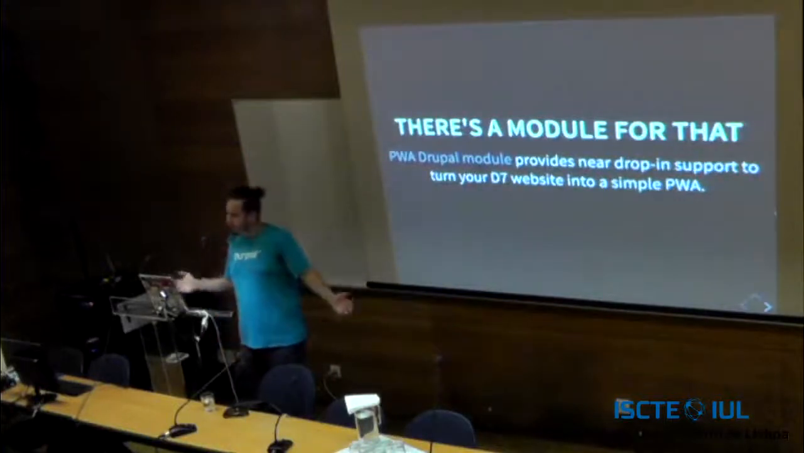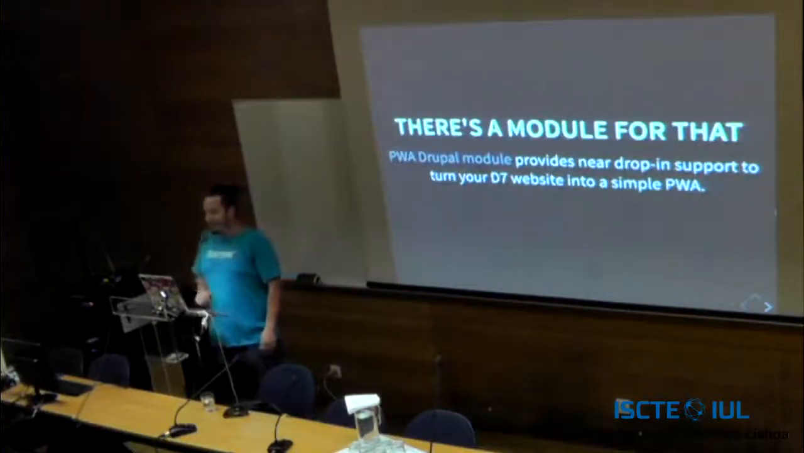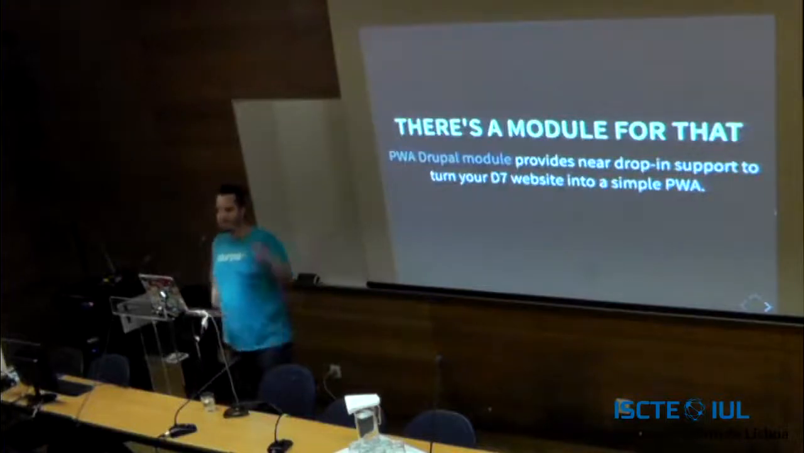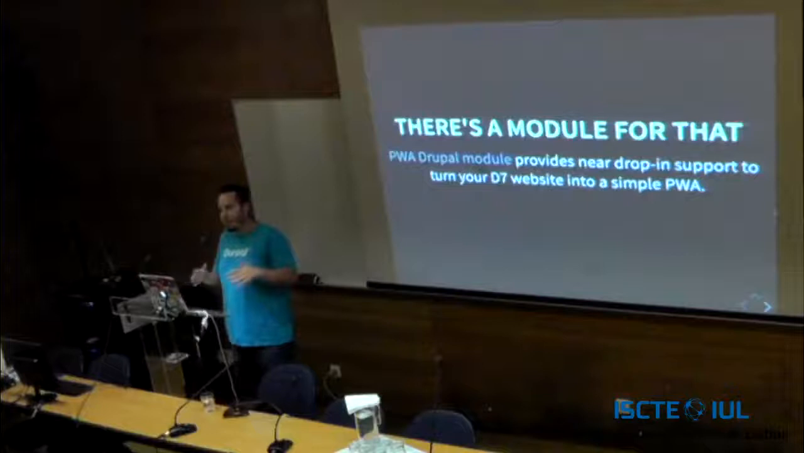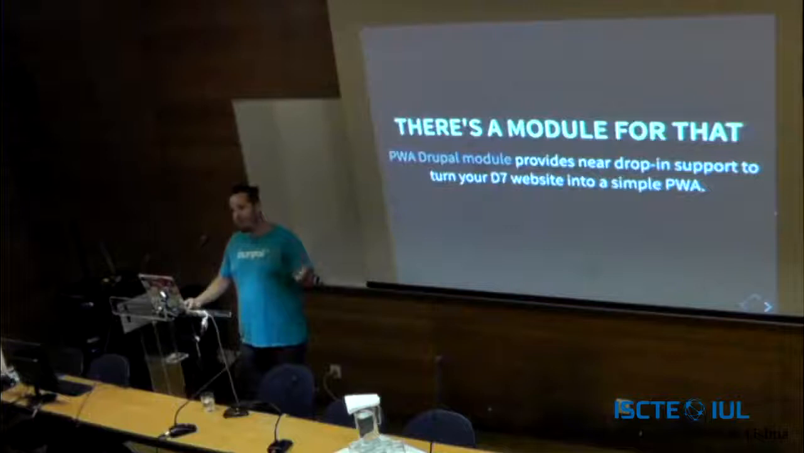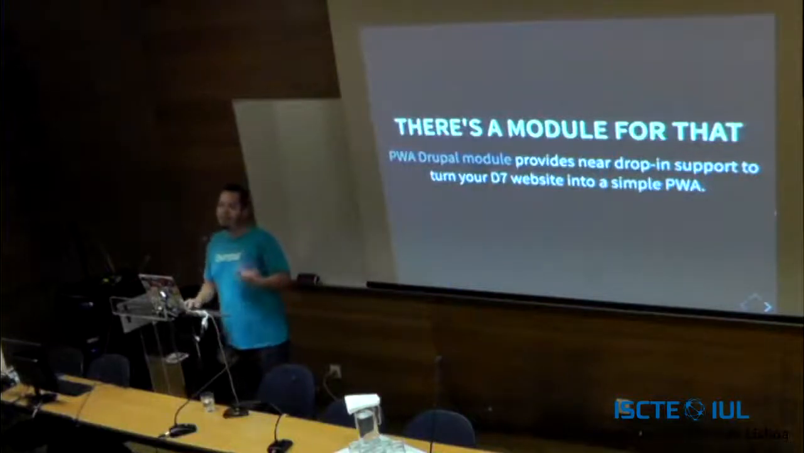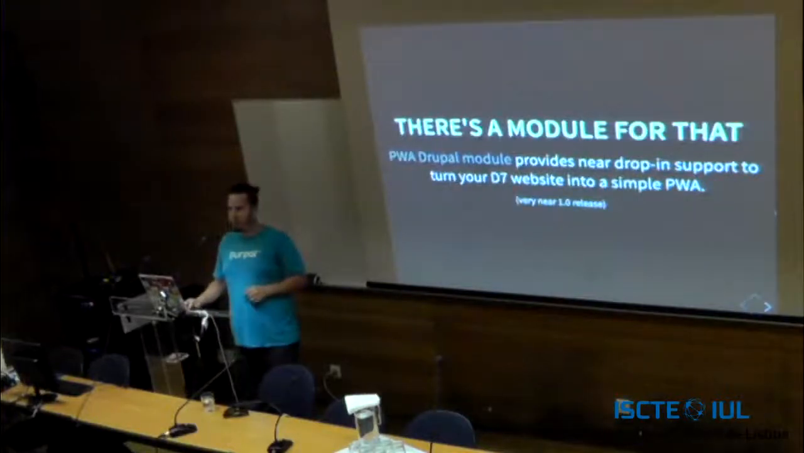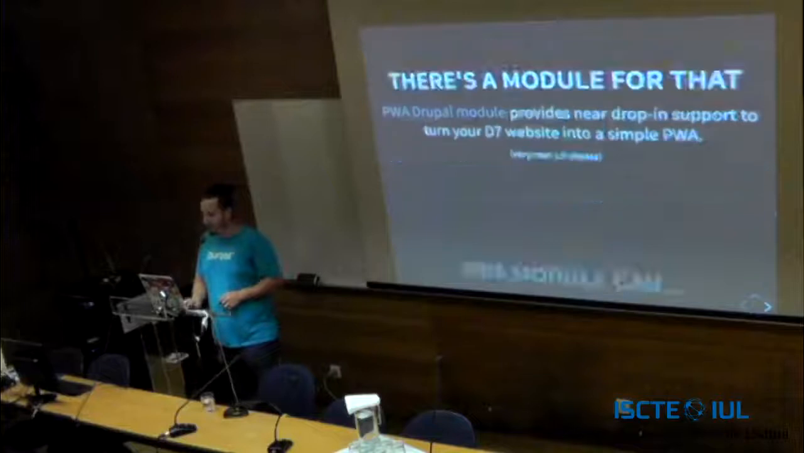And there's a module for that. The PWA Drupal module, it's /PWA, is opinionated and tries to provide drop-in support for simple websites that just want to add installability and some caching functions. So you can turn a D7 website into a PWA today. You just have to install it, add some config, and then you're good to go. Very near a 1.0 release. I released another beta this morning.